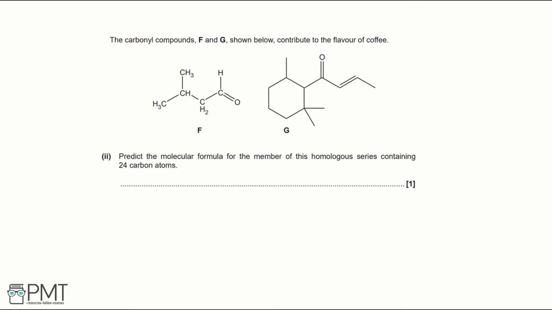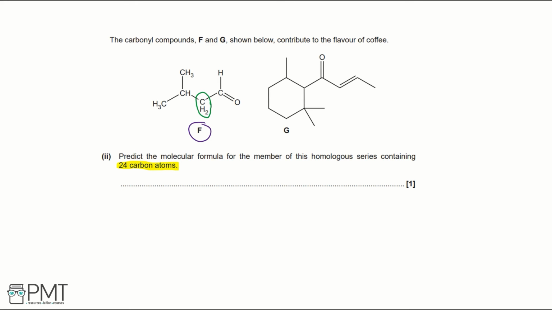Predict the molecular formula for the member of this homologous series containing 24 carbon atoms. So, as we're told in part 1, F is a homologous series. So we're going to be looking at F and trying to work out its molecular formula when we have 24 carbon atoms. So the only bit in a homologous series that's going to differ is this CH2 group. We can expand it by adding more CH2s.